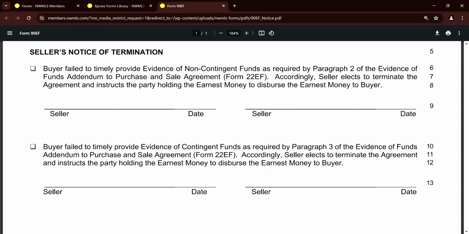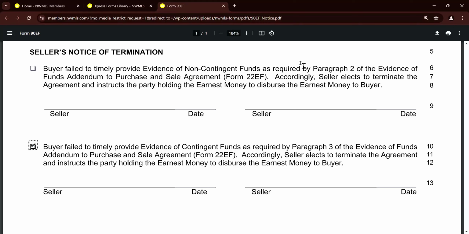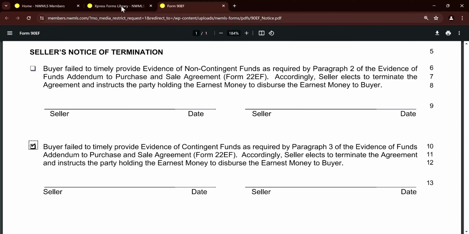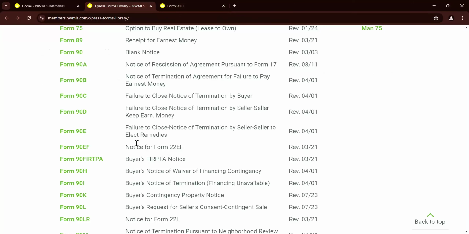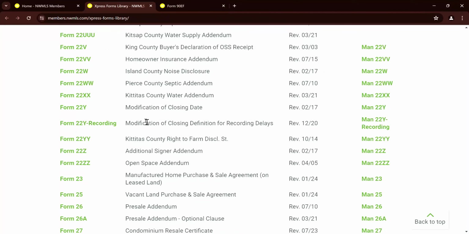We actually used this one a little while back so that our seller can take a much better offer. I helped a broker from Bellevue do this, and it got their seller like $70,000 or $80,000 more money. And the buyer was pissed. They were pissed because they didn't do anything wrong, but their buyer broker did something actually very wrong. And this mistake actually happens a lot with the 22EF, evidence of funds.